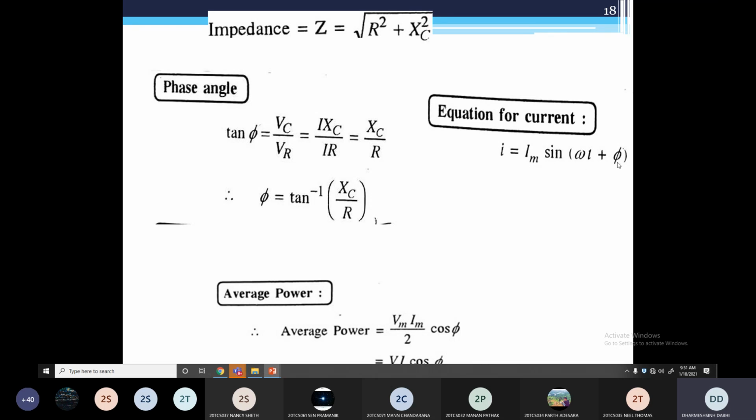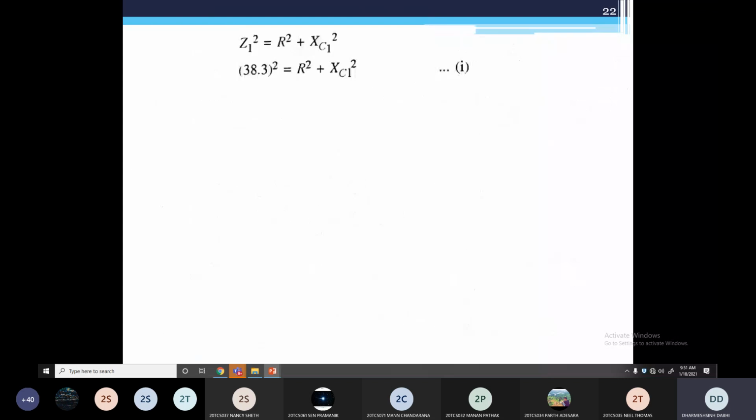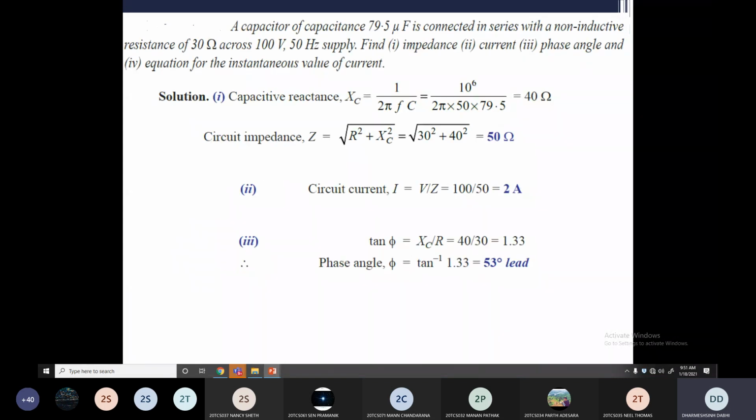Phi you already calculated. But now find out what is the value of Im. What is Im here? Im is given in the given data. Yes or no? Here we find out current I, that is what? RMS value. Supply voltage V that is given, what? RMS value here. So Im is what? Maximum value of current.